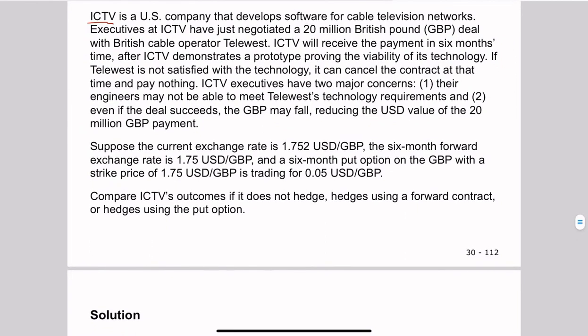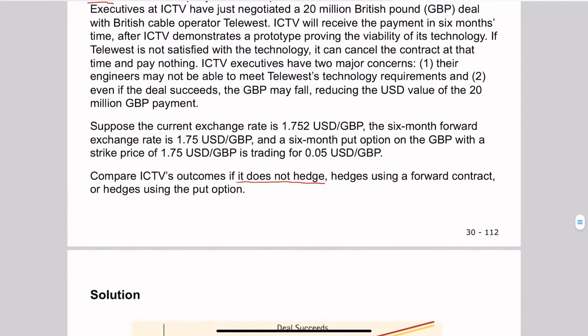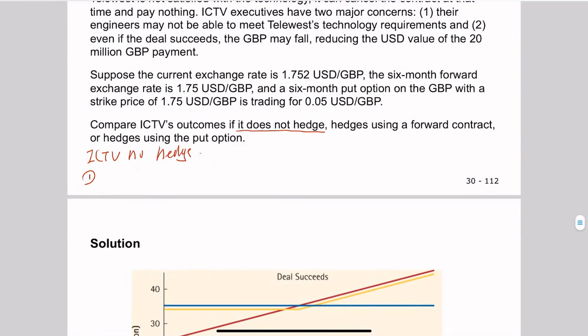Okay, now let's start with the simple case. Let's say the firm does not hedge. So if the firm does not hedge, then the firm will be subject to the exchange rate risk. And the complication in this problem is we have to discuss two cases because we know that it's possible the deal will fail. So we have to examine ICTV's revenue or payoff under these two scenarios. That is, if the deal is successful or if the deal fails. Okay, so let's consider the case that ICTV has no hedge. And in this case, let's first consider the deal is successful, right?